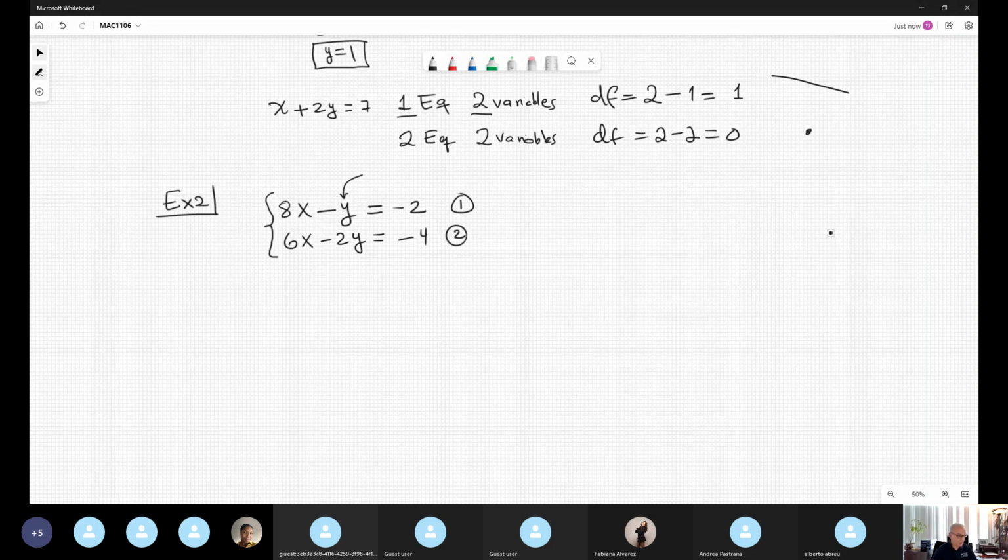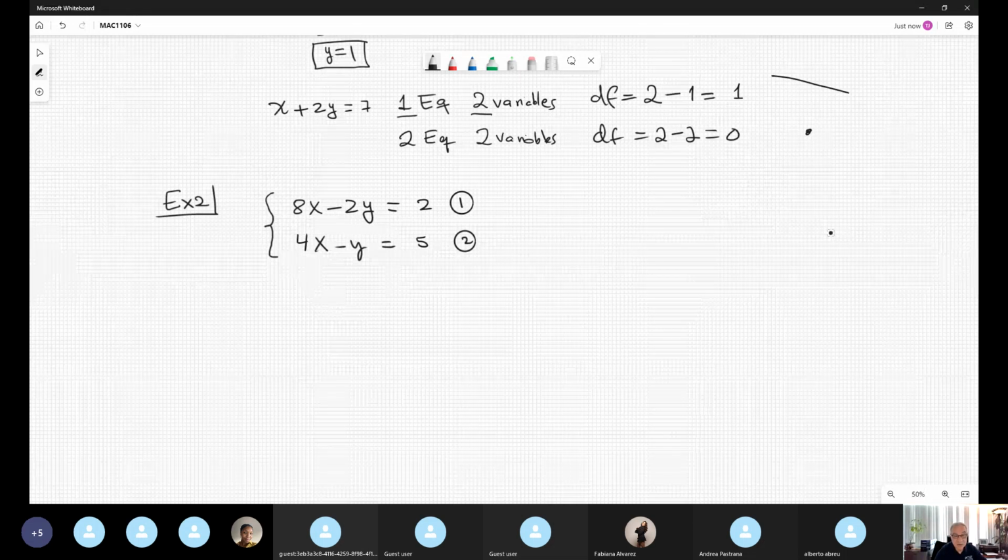Wait. Yeah, but I copied wrong. The first equation is okay, but the second one is wrong. Again. Okay, the first equation in example 2 is 4x minus 2y equal 2, equation 1. And equation 2 is 4x minus y equal 5. Okay, now I copied right.